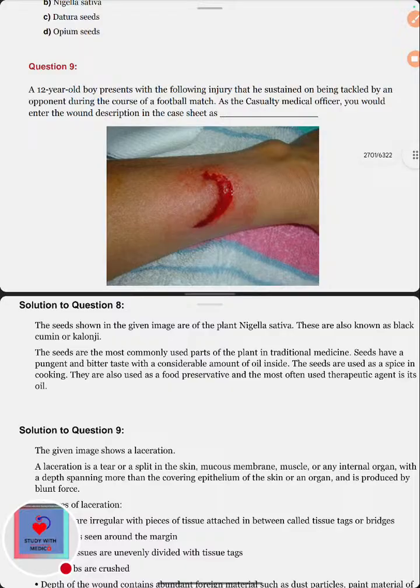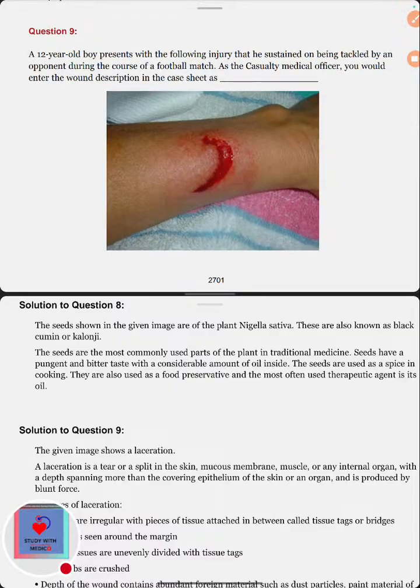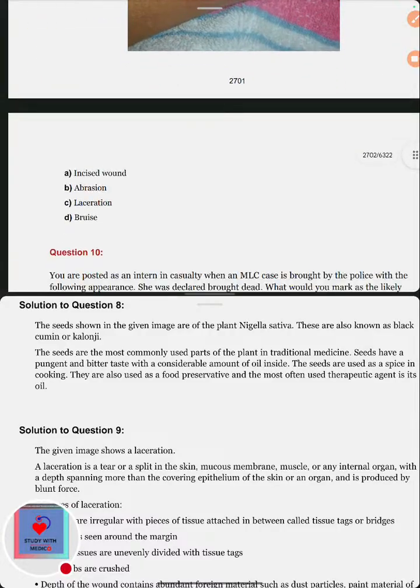A 12-year-old boy presents with the following injury, sustained on being tackled by an opponent during the course of a football match. As the medical officer, you would enter the description of the case.